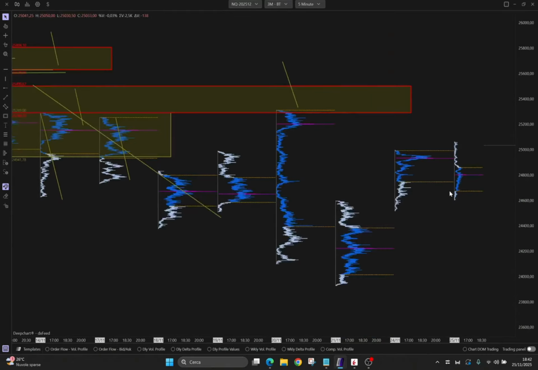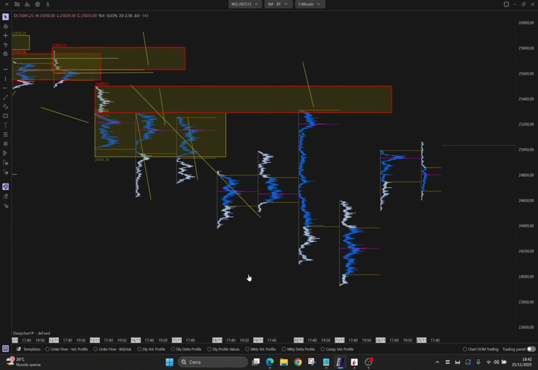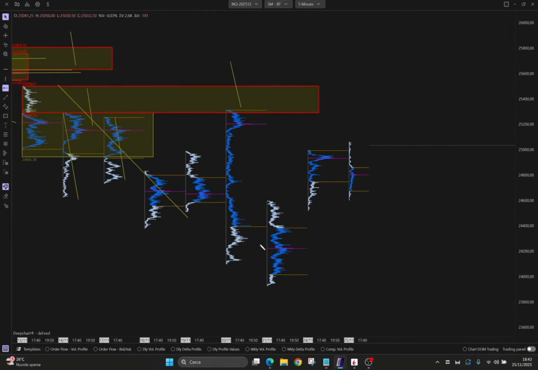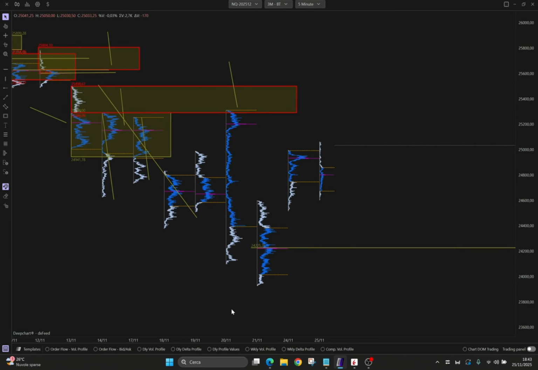Now, what do we see? We see that the market again tries to break down on the low side, okay? And the market breaks down on the low side. So we have an acceptance of the POC. So again, the market switches gears to go short. After this, you see that they start to distribute. So you have the POC here, you have the POC here.